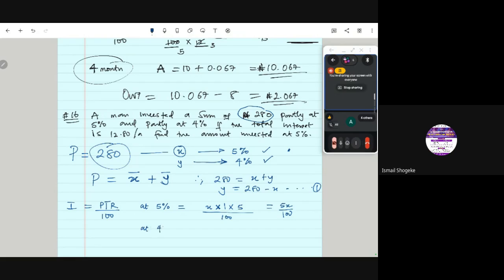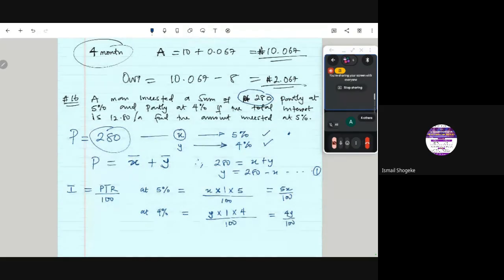At 4%, that would be y, the amount invested at 4%, times the number of years. We took 1, times the rate, 4 over 100. That would be 4y over 100. Now, remember that the total interest is this. So that means that this interest plus this interest will give you 12.80. Do you agree? So we can say 5x over 100 plus 4y over 100 should equal this 12.80, which is the total interest generated.